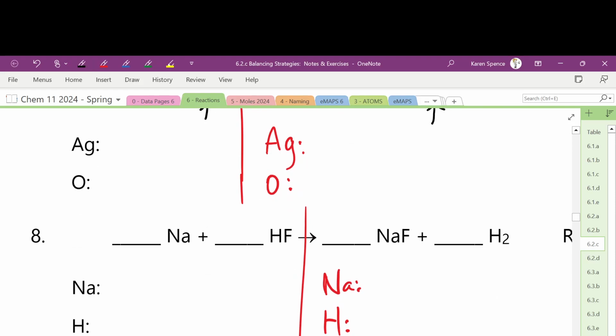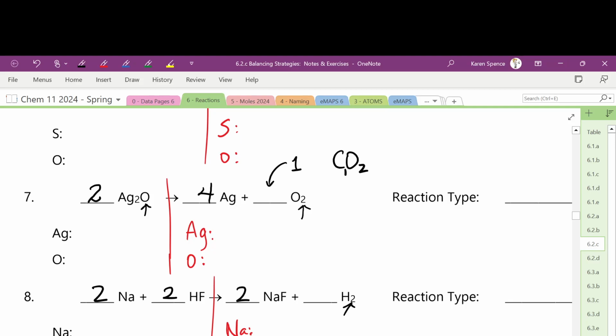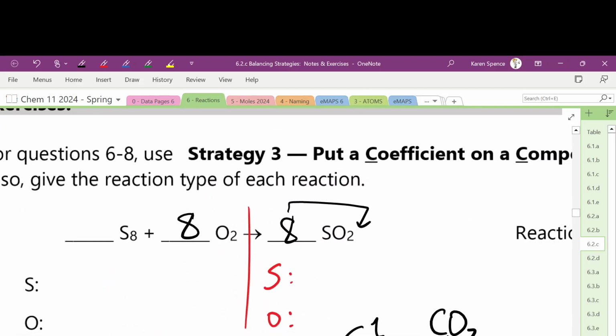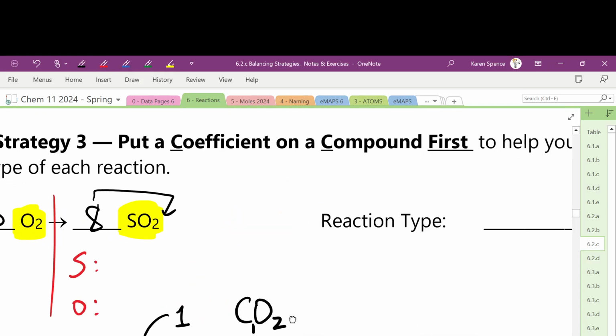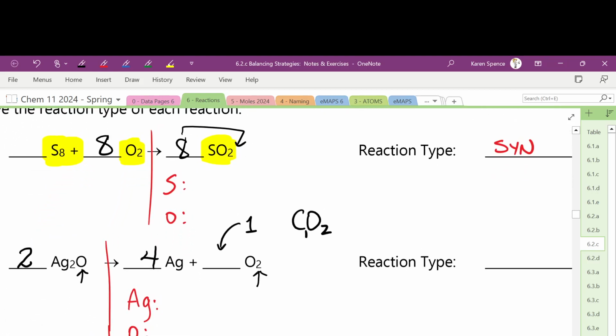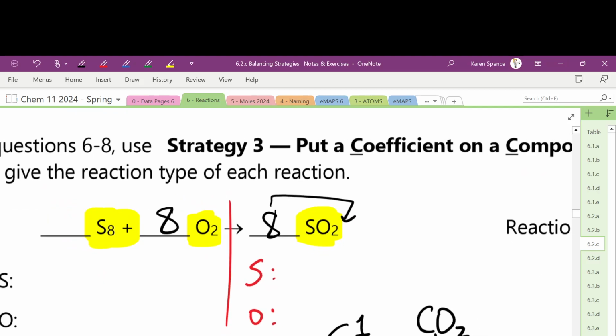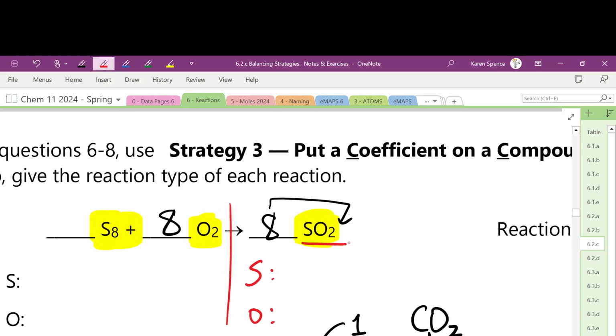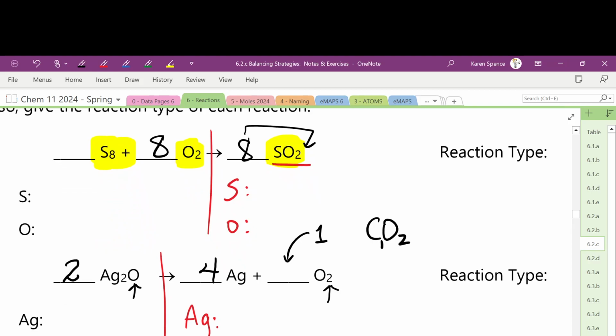And then finally, down here, we got 2 hydrogen, 2 fluorine, 2 sodium. Okay. What type of reaction is S8 plus O2 gives SO2? Everybody, that is synthesis. 2 things become 1, synthesis. This one, I would not expect you to be able to predict the products because you don't necessarily know how nonmetals combine, okay? So that one I wouldn't expect you to be able to predict.